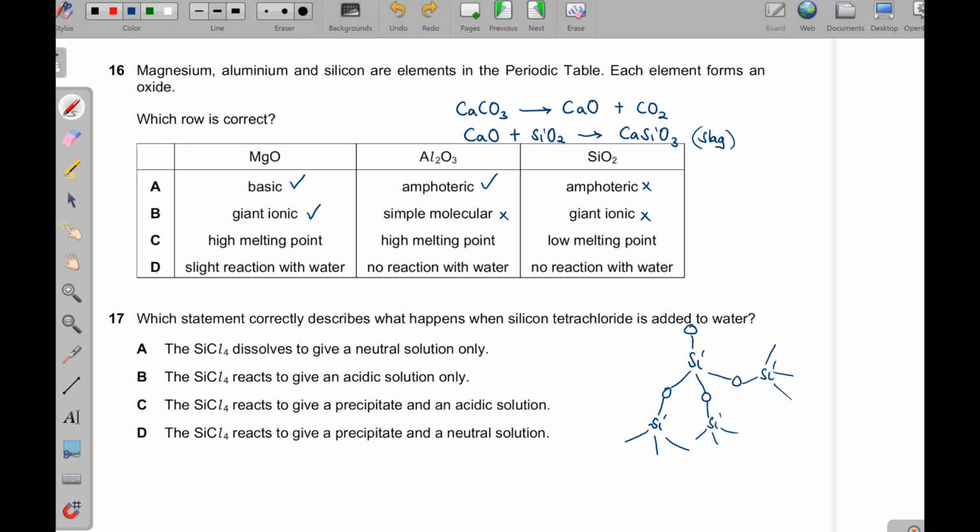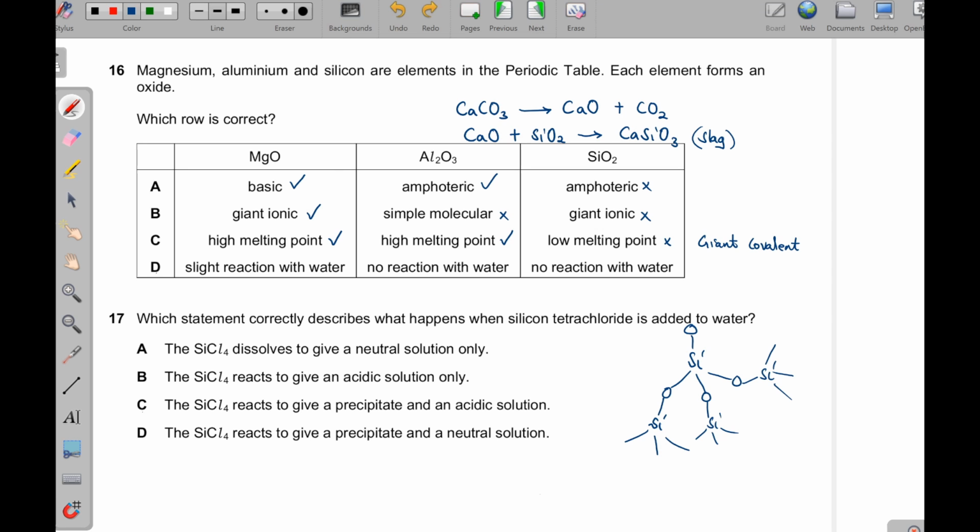Now let's go to wherever there is a cross, the option is off. Magnesium oxide is an ionic compound, so it has a high melting point because of the strong electrostatic forces of attraction between the oppositely charged ions. The same for aluminium oxide. But they are saying silicon 4 oxide has a low melting point. Remember, this one has a giant covalent structure. When we are talking about melting points, we always talk about the structure and the bonding. So if the structure is giant, automatically the melting point has to be high.